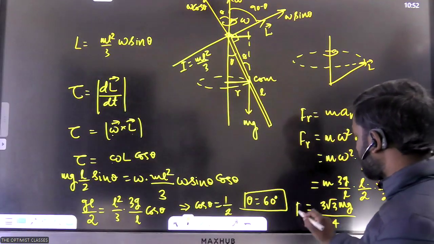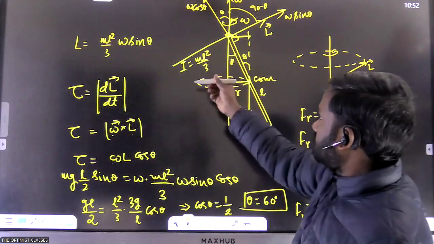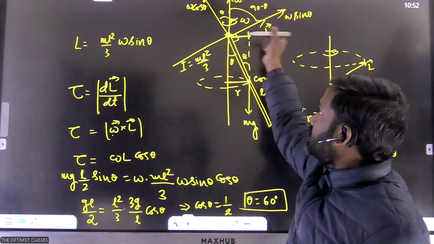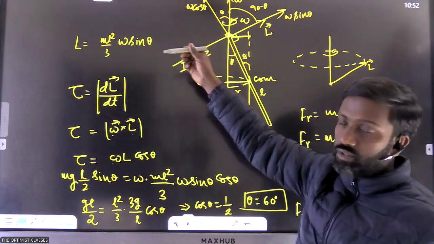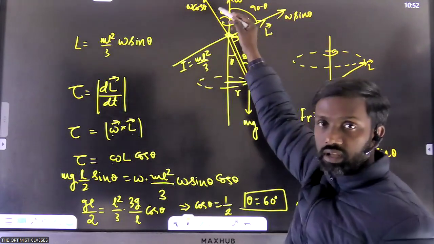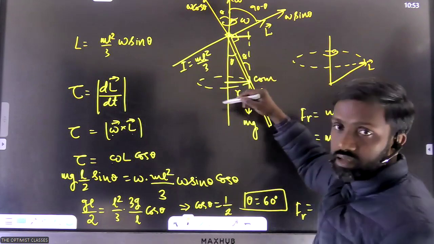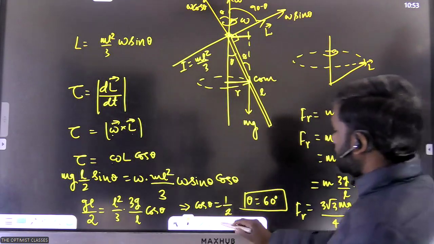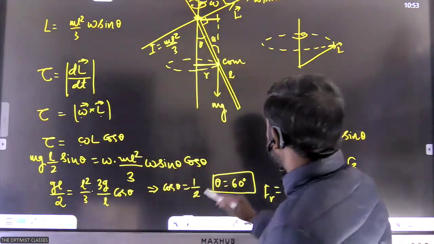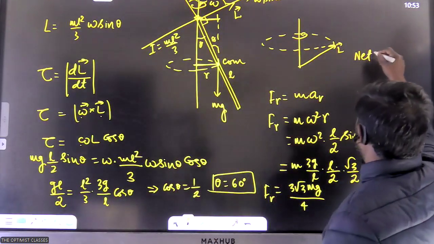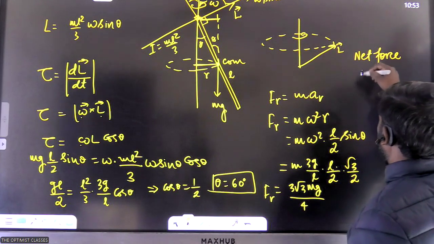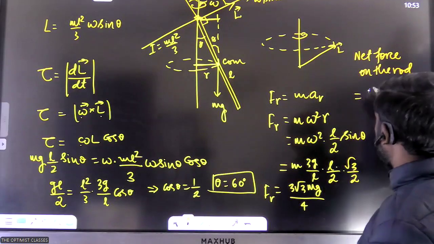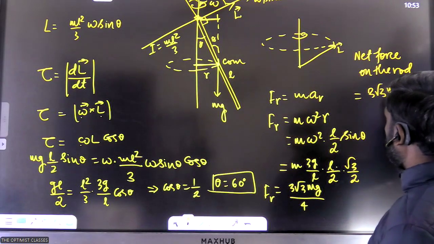So that is the radial force acting on the rod. This radial force will actually come from the hinge. The hinge is applying some radial horizontal force, and the hinge will also apply a vertical force. That vertical force is balancing mg because the rod is not shifting in the vertical direction. So this is actually the net force on the rod. The net force on the rod is equal to 3 root 3 mg divided by 4.